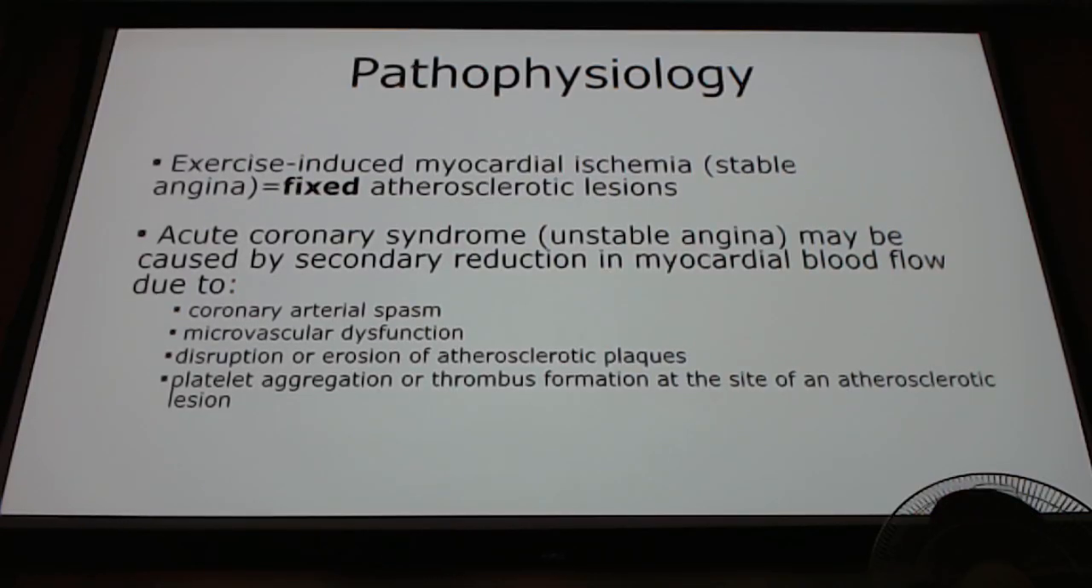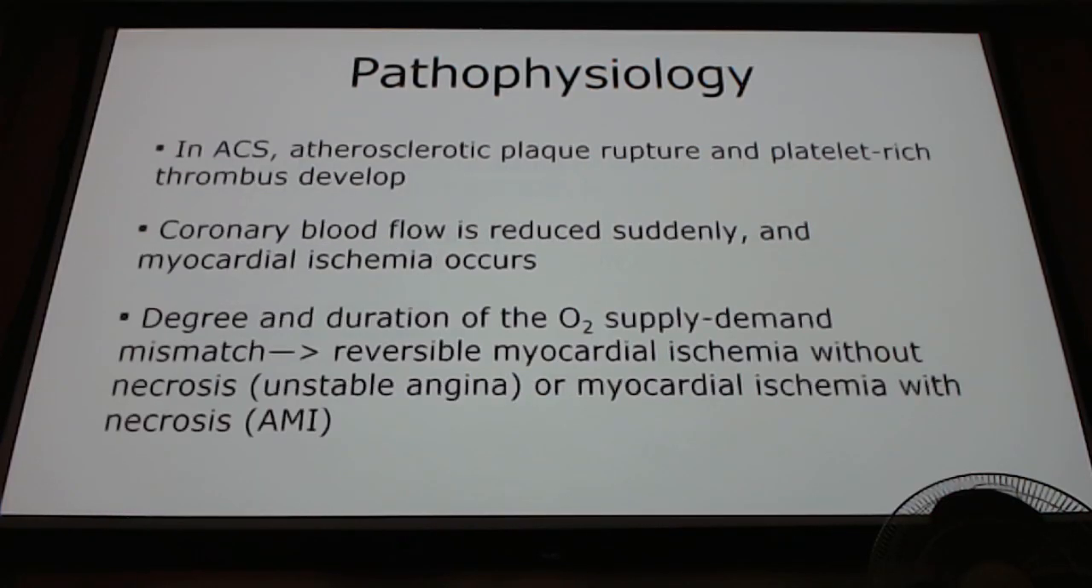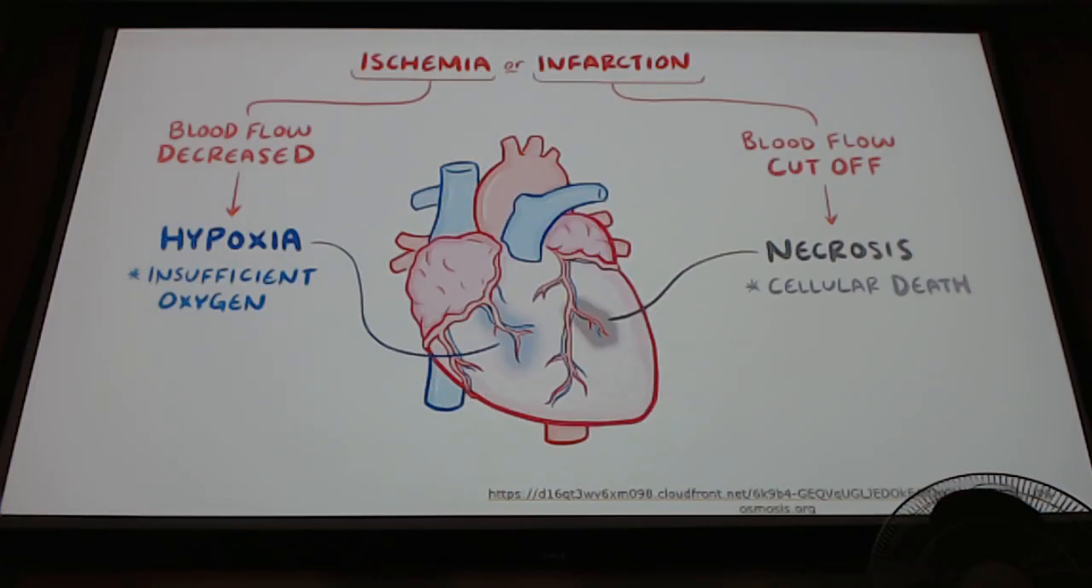The other case is when it completely occludes, and that's when we call it acute coronary syndrome, or ACS. There can be other causes too, like arterial spasms or microvascular dysfunction. Drugs like cocaine can cause similar symptoms, but they don't have an actual lesion there. But for it to be ACS, usually a plaque ruptures and gets lodged in there, a platelet-rich thrombus develops, and it reduces coronary blood flow. Depending on the mismatch, how acute it is, and which artery, we might have ischemia versus infarction versus unstable angina.